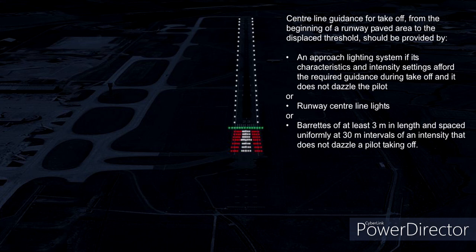Centerline lights, providing guidance to the threshold, must be capable of being extinguished, and similarly, utilised approach lighting must be capable of having its intensity reduced to enable landing aircraft to properly identify the displaced runway threshold. An example is shown here.